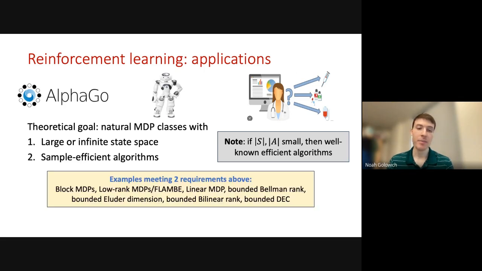And in recent years, there's been a great number of examples of classes of MDPs which meet these two requirements. So these include block MDPs, low-rank MDPs, linear MDPs, MDPs of bounded Bellman rank, and many other examples. And there's been a great deal of successful work which gives a pretty good characterization of the sample complexity of learning MDPs with large state spaces.